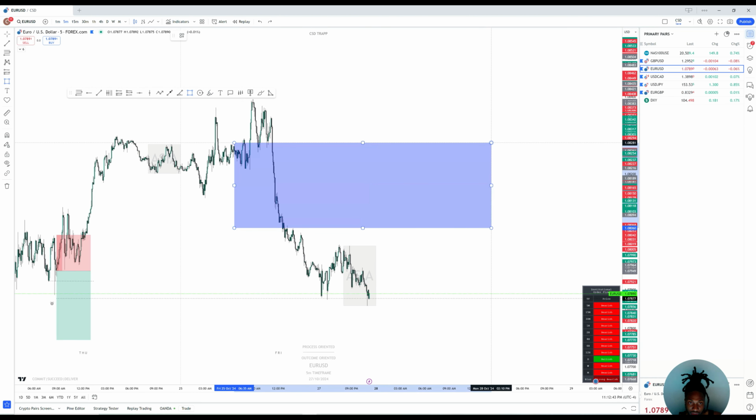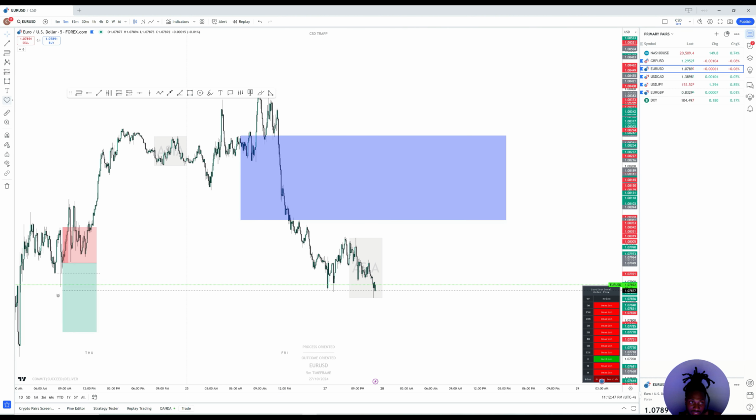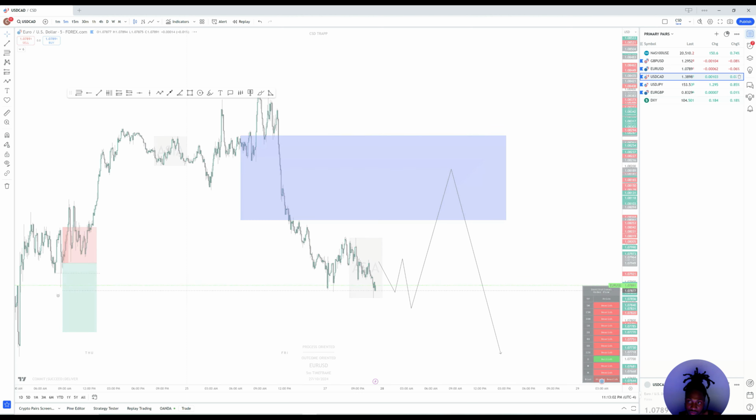But for Euro USD, I foresee it coming up inside the void, giving us some type of context. Maybe it'll do an algorithmic model here, and we can take advantage of that sell off here. But until then, we'll know tomorrow. Nothing is set in stone.